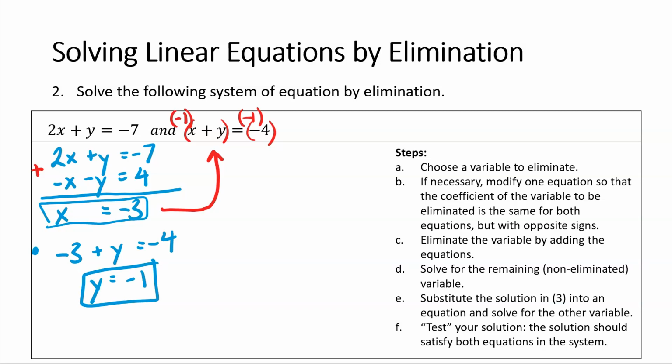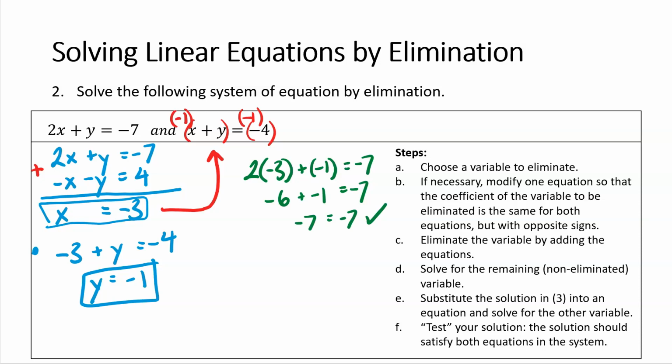Okay, let's test this out. The first equation was 2x plus y equals negative 7. So 2 times x plus y, does that equal negative 7? 2 times negative 3 is negative 6, plus a negative 1. Does that equal negative 7? Negative 6 plus negative 1 equals negative 7. That test works.